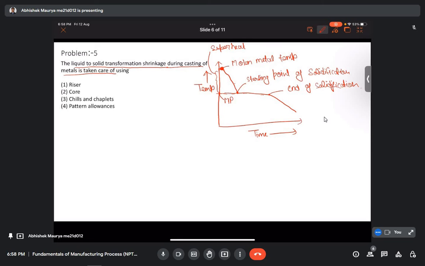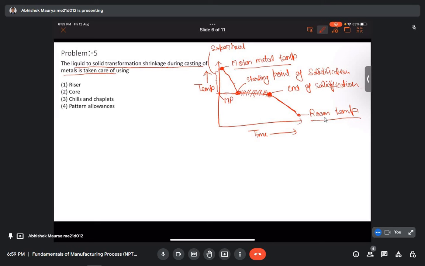And once the cooling process starts, the metal starts to solidify. This is the region where the molten metal starts converting into solid metal. And once all the metal gets solidified, we leave it for cooling to bring it to room temperature. So during this process, apart from the phase change of the material, some volumetric shrinkage also happens in the whole process of cooling from molten metal temperature to room temperature.